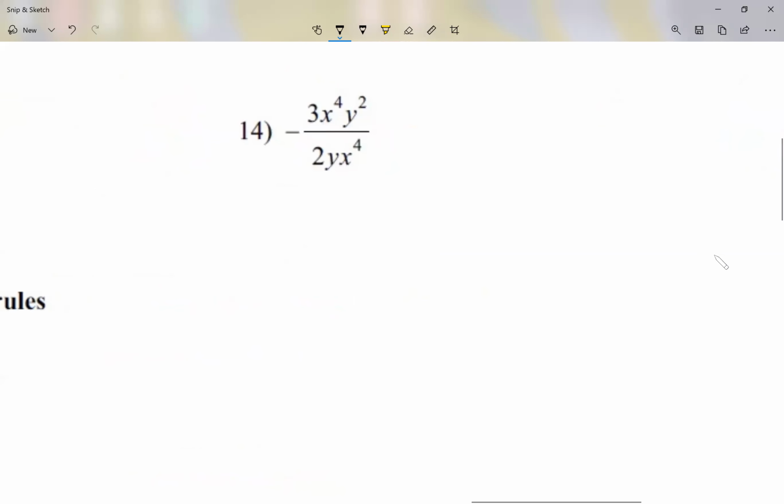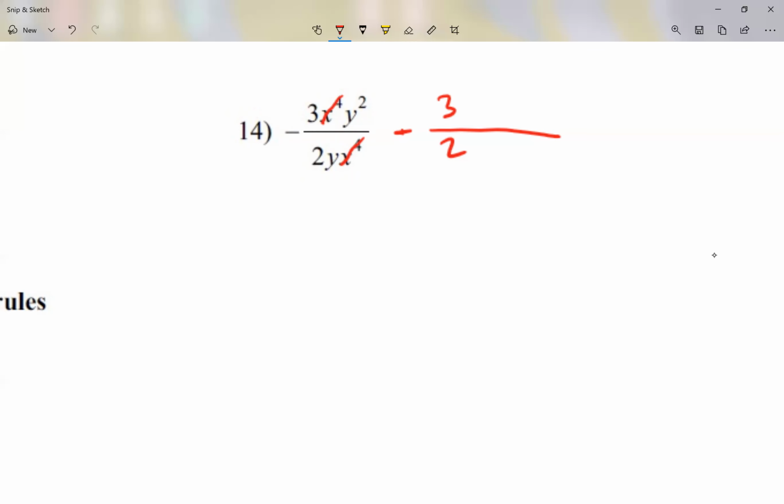And then lastly, looking at number 14, when I say lastly for this rule, if I have a fraction, I see a negative sign in front of the fraction. Number-wise, 3 over 2, nothing I can do. If I could divide them by the same thing to make my number smaller, do so. But in this one, we cannot. When it comes to the x's, x to the 4th and x to the 4th, I subtract my exponents. 4 minus 4 is 0. So there's no more x's.